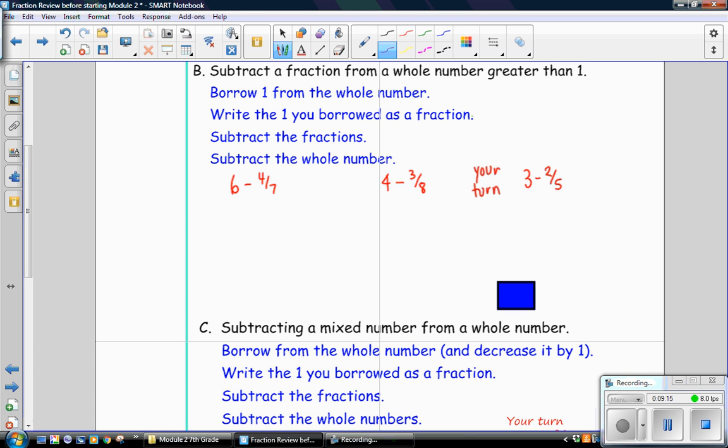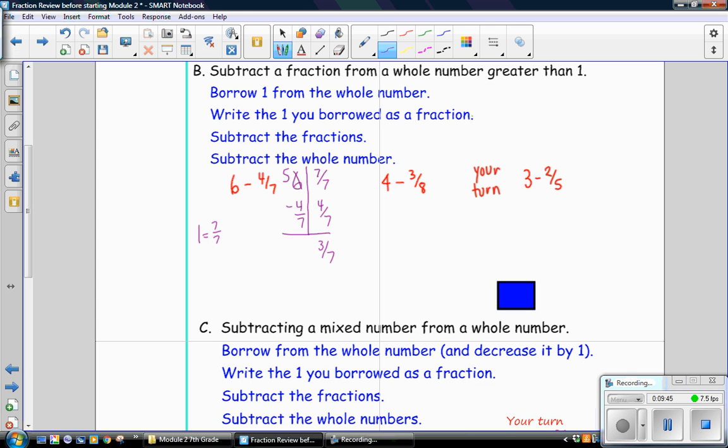So let's write the problem vertically. 6 minus 4/7. In order to take away 4/7, you need to borrow 1 and make it into sevenths. So when we borrow 1, we have 5 whole left, and that 1 that we're going to borrow as 7/7. That 1 that we're borrowing is equal to 7/7. Now we can subtract. So we have 7/7 take away 4/7 is 3/7.